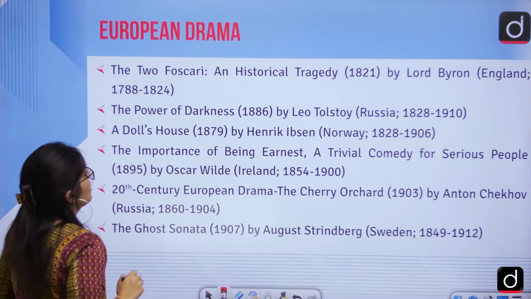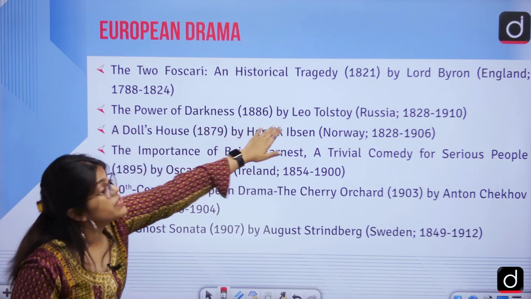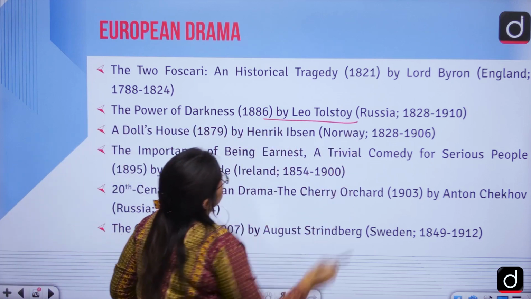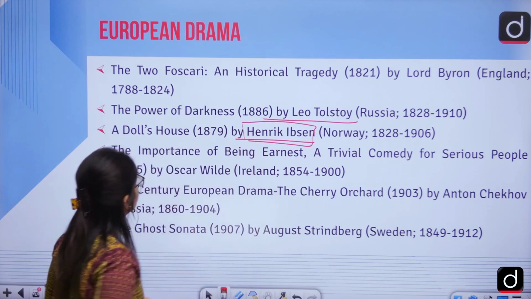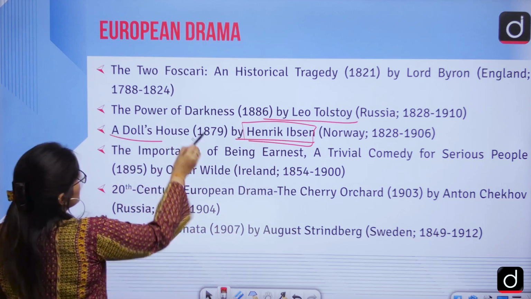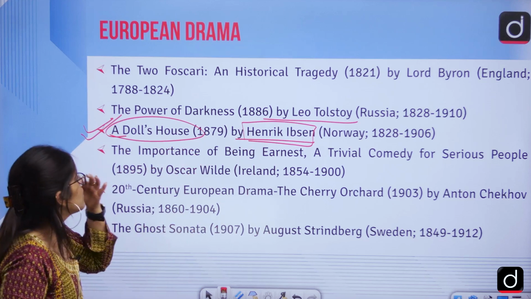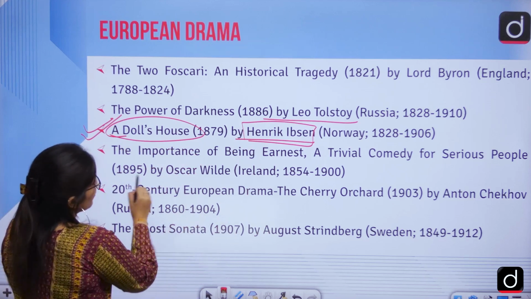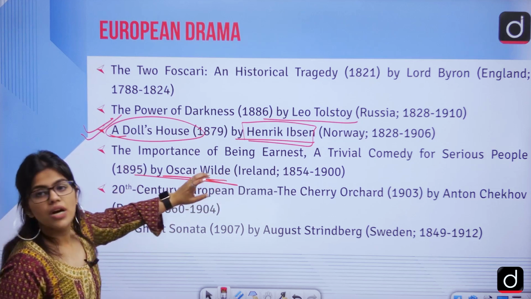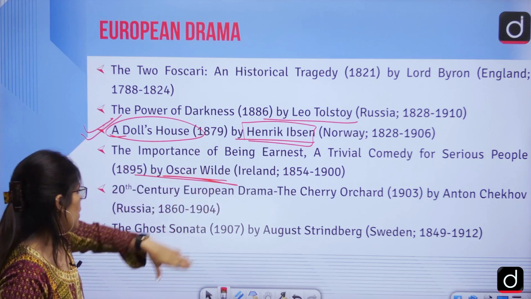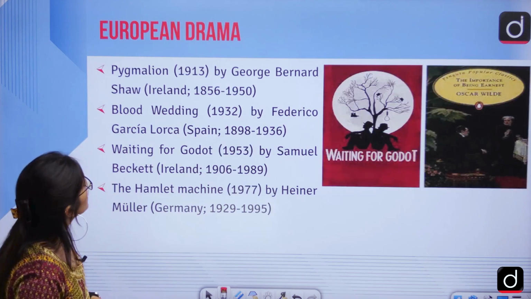Shelley. Then we have Lord Byron, and then what do we have? We have Leo Tolstoy. We have Henrik Ibsen, someone you cannot leave. A Doll's House is very important, and they have also given statements from A Doll's House. Then you have Oscar Wilde, someone you cannot leave. They give detailed questions from the text of Oscar Wilde also, right? So these are the few texts that you have to study again.